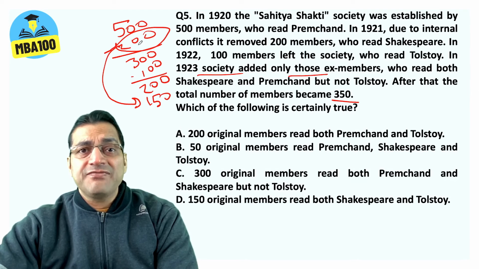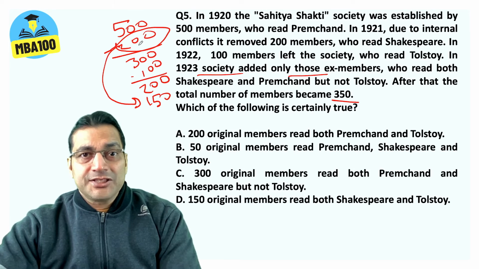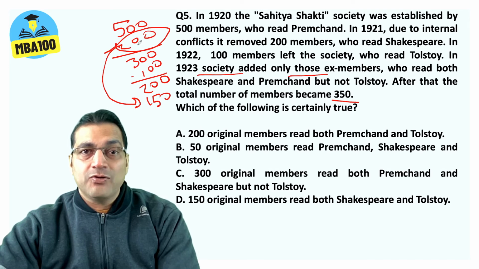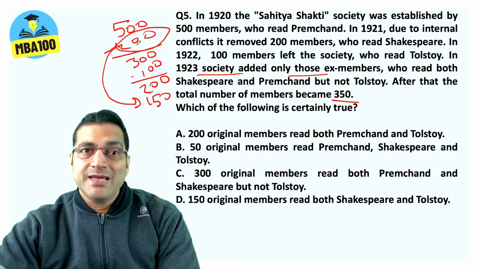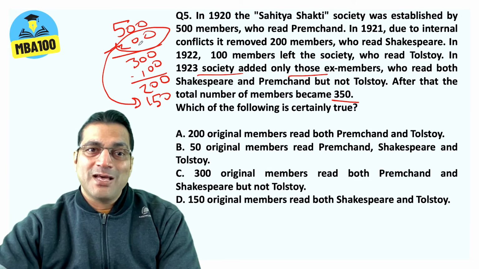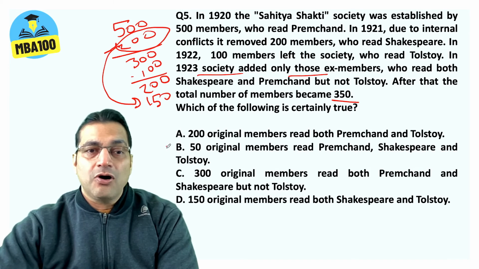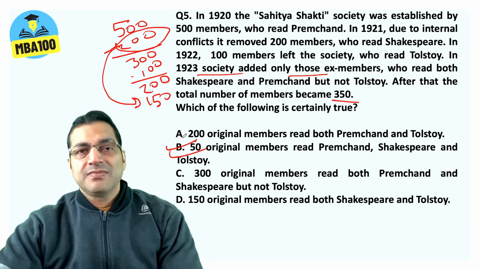So how many remained? 50. It means these 50 people read Premchand, of course, because everyone read Premchand. They read Shakespeare because they were among those who had to leave for being Shakespeare followers. And this time they have not been recalled because they must be following Tolstoy as well. So the number of people who originally read all three must have been 50. Yes, that is all they want you to know. So this is your answer.